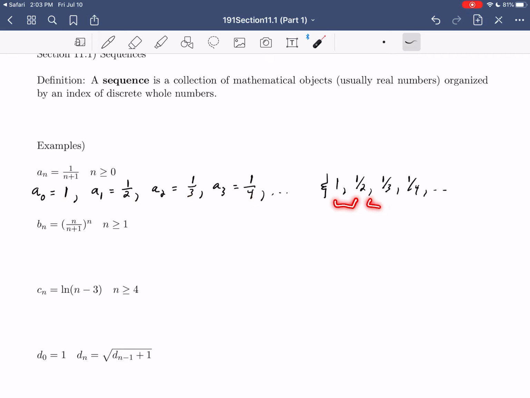There's nothing in between, right? The sequence is a discrete collection of numbers. So there is nothing in between these. We just have these moments where the index is at these whole number values.